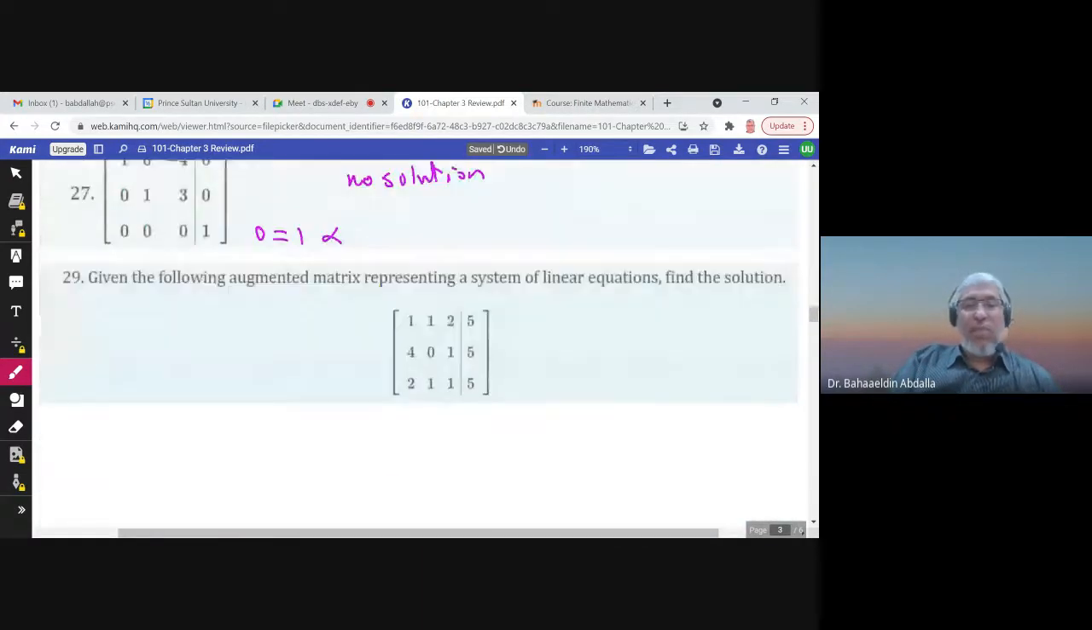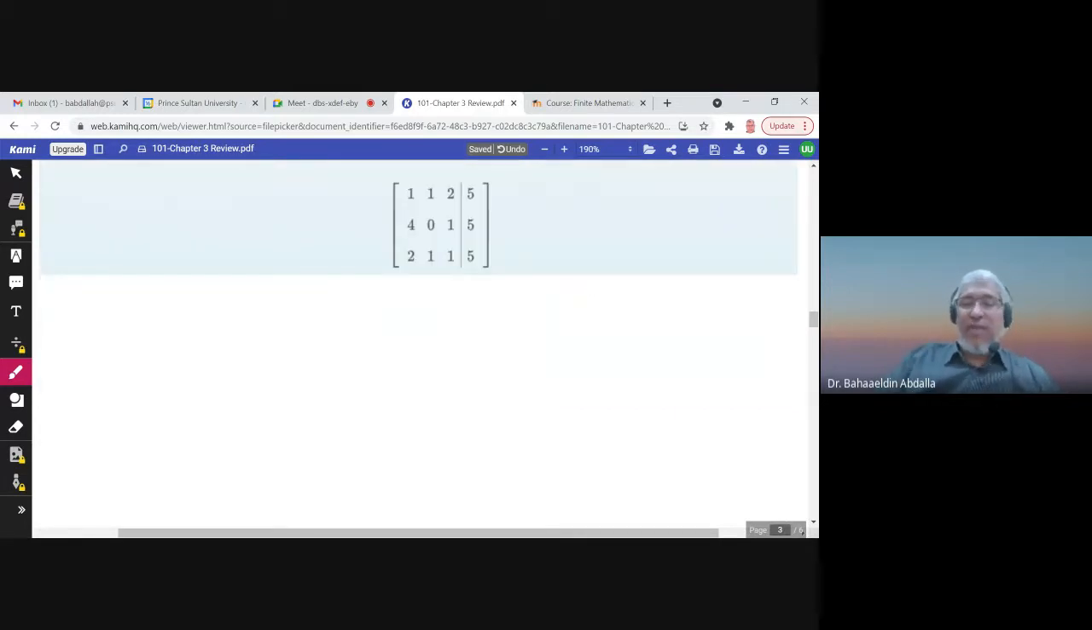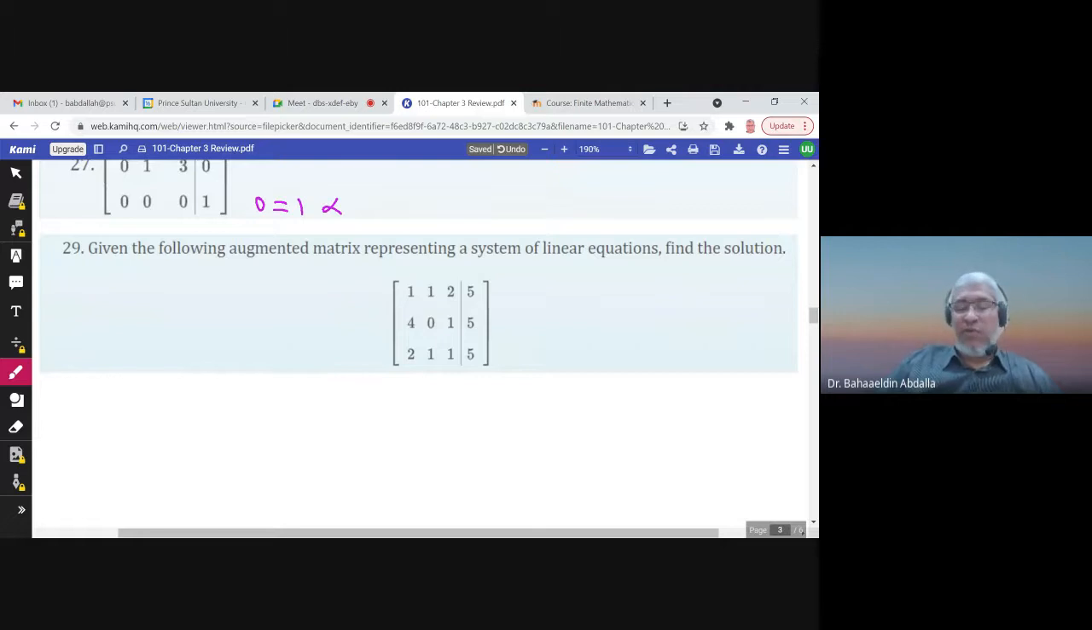Inconsistent system. Given the following augmented matrix representing a system of linear equations, find the solution. So the augmented matrix is given and we need to find the solution. If this is the augmented matrix, then I have to change the coefficient matrix to the identity matrix. So we work as usual, column by column.